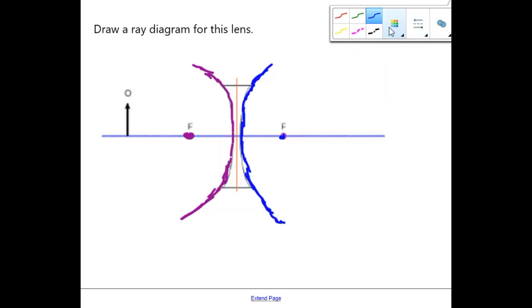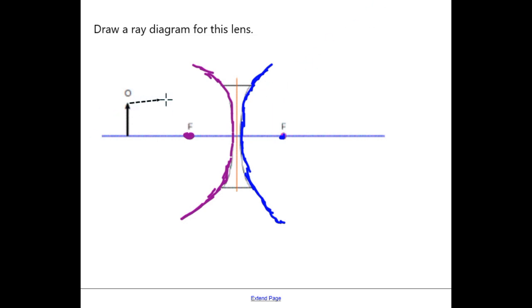Oh, this is where I seem to have changed the thickness. I need the line tool. Here we go. Let's try the first one. The first rule is that let's send a ray in parallel. Okay. Well, imagine that we now are dealing with the purple side of the lens right here.